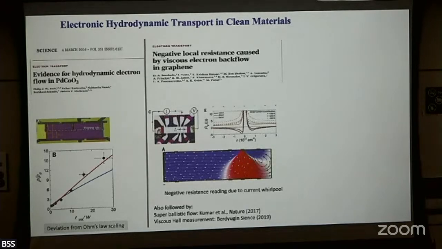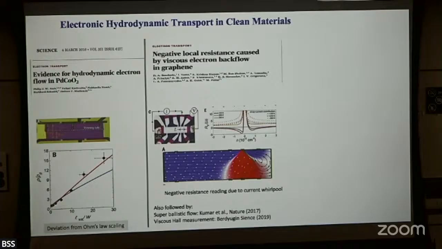Brief discussions with a couple of experiments out there. There are quite many, and this is one of the ones that was claimed to show hydrodynamic effect in the solid state. It's about 10 years ago, and this is Andy Mackenzie's work on palladium cobalt oxide.